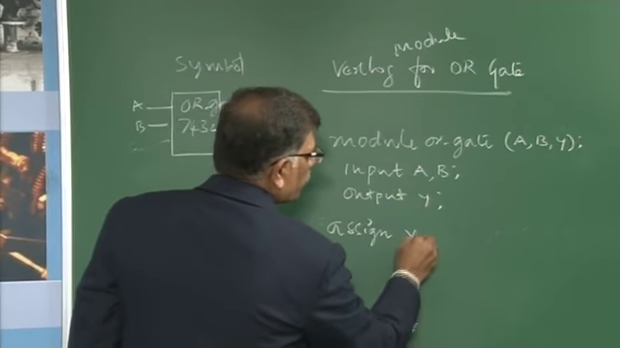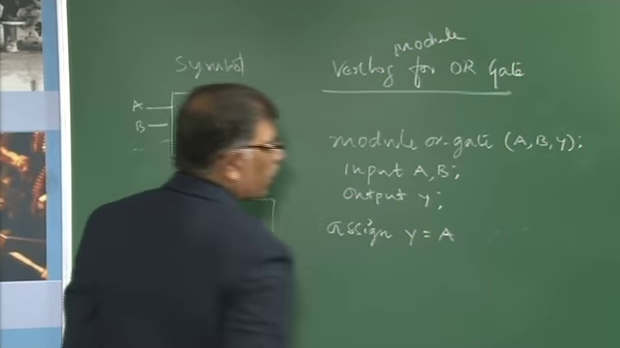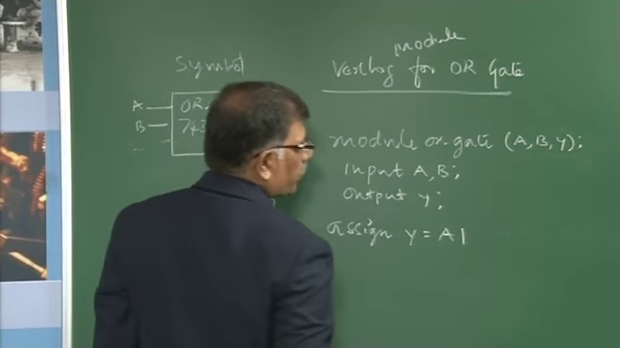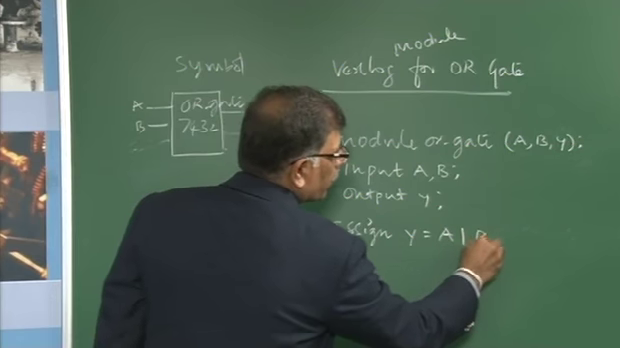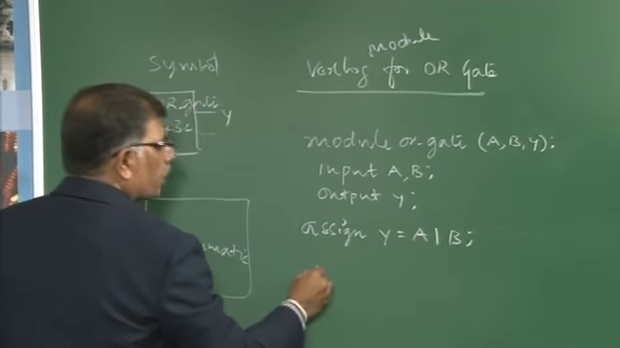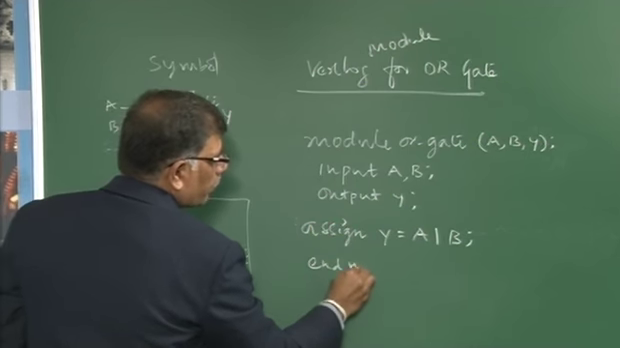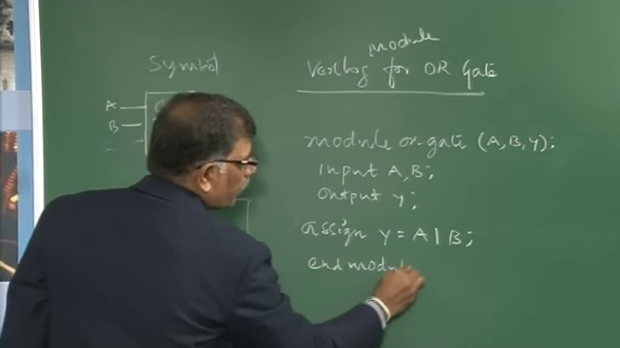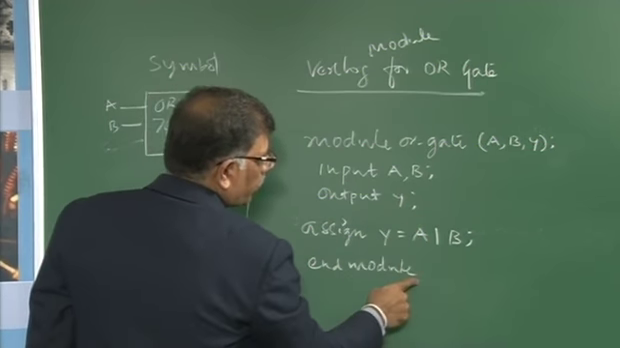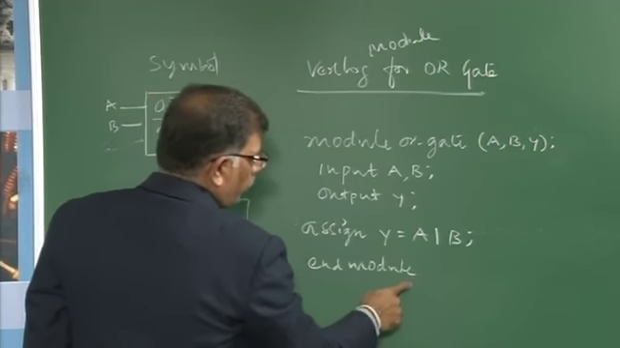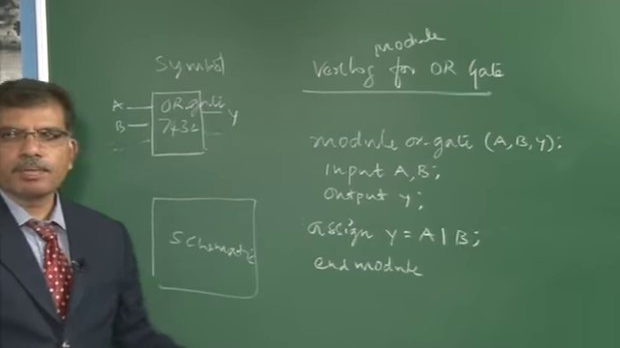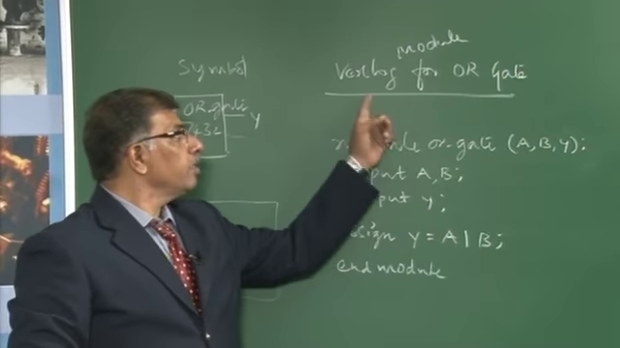So Y is equal to, we have some logical operators with respect to OR gate. The logical operator with respect to OR gate is nothing but a pipe. If I write like this, it automatically gives an output equal to the OR gate output. Next, the statement that we will be using is model, end model. The semicolons are written with respect to this, but end model will not have any semicolon. This is the simple textual description for an OR gate in Verilog.